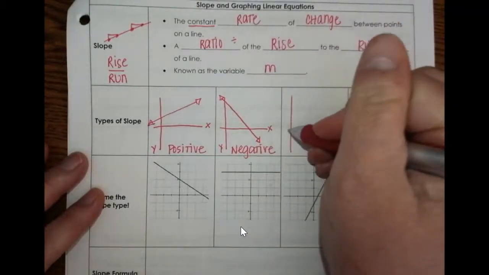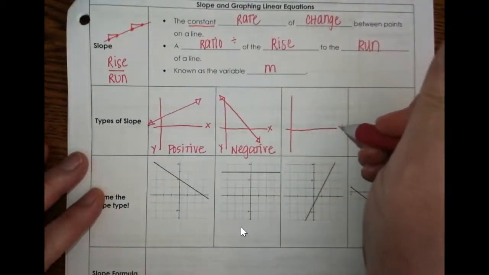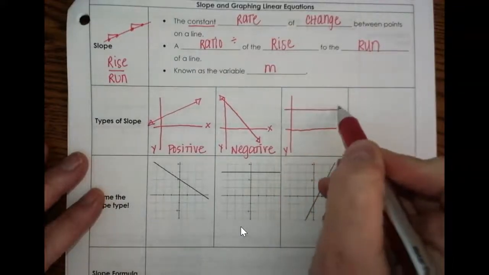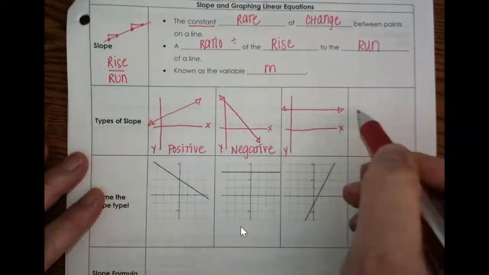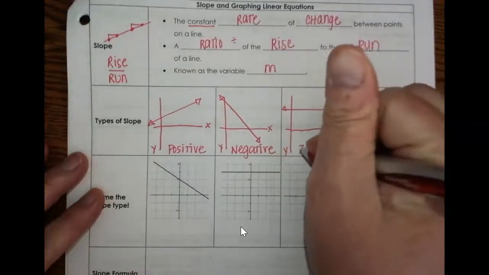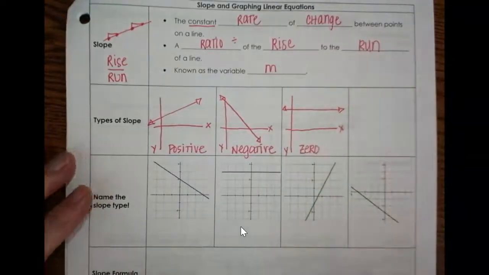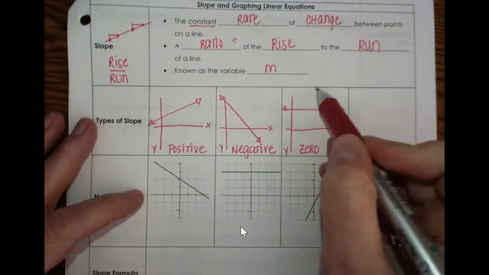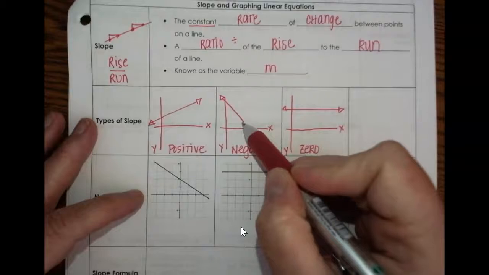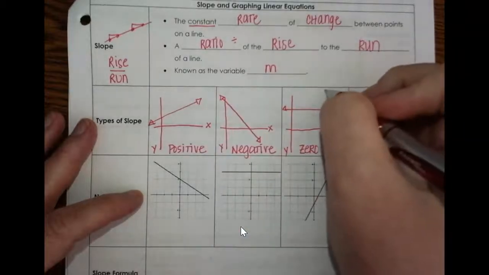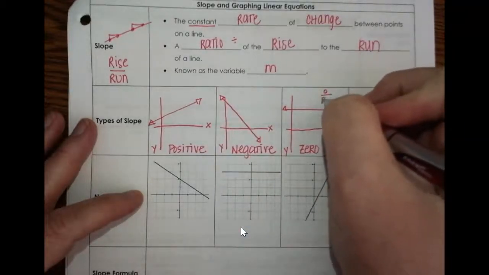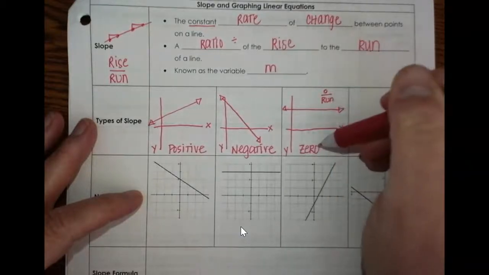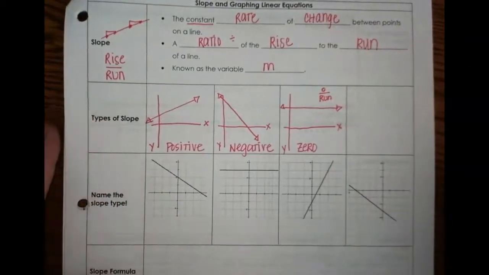Two more that hopefully you're going to remember. There's my x and y axes. If I have a line that goes perfectly straight across, a nice horizontal line, this is called a zero slope. And the reason it's called a zero slope is this line is never going up or down. It's not tilted like these other lines were. So it has zero rise, but it runs forever and ever left to right. Zero divided by anything is zero, so that's why it's called a zero slope.